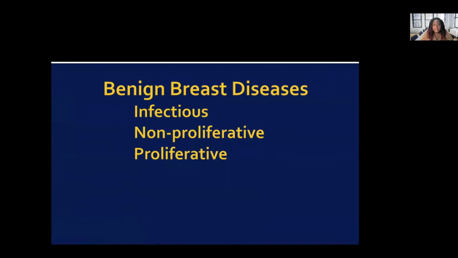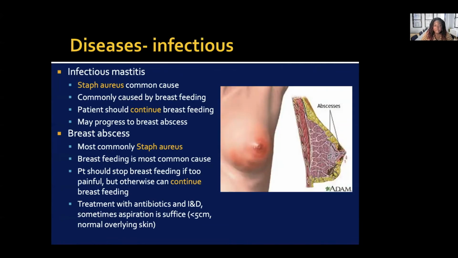So, let's talk about some benign breast diseases. We'll break them up into infectious, non-proliferative, and proliferative. Let's first talk about infectious mastitis. Infectious mastitis is most commonly caused by Staphylococcus aureus and is usually seen in patients who are breastfeeding. Usually, we recommend that the patient continues breastfeeding. Now, mastitis can progress to abscess, so it's important to continue with physical exams and follow-ups with these patients.